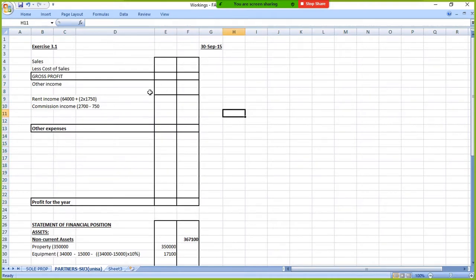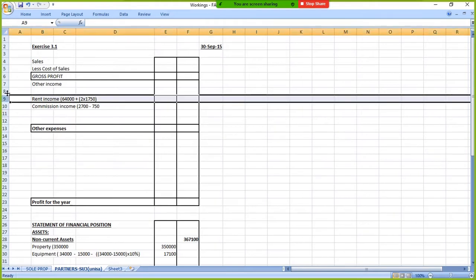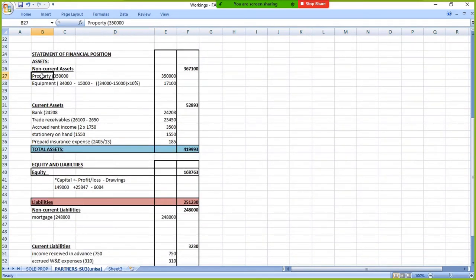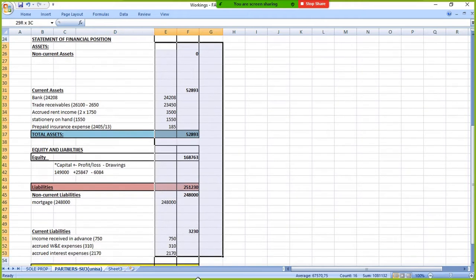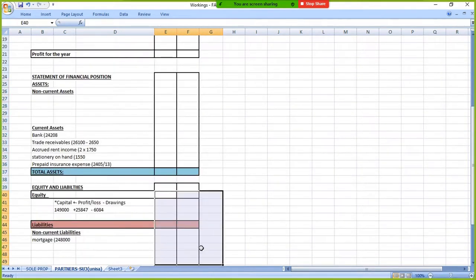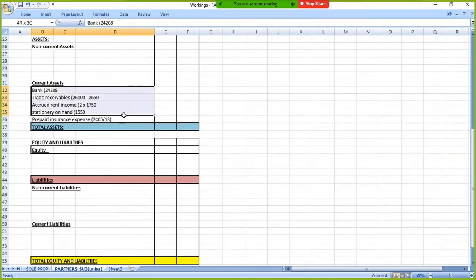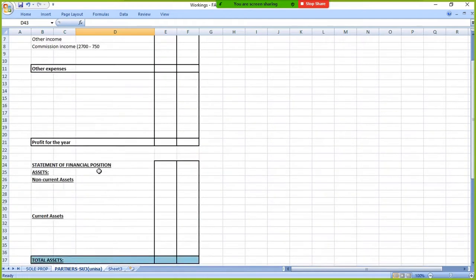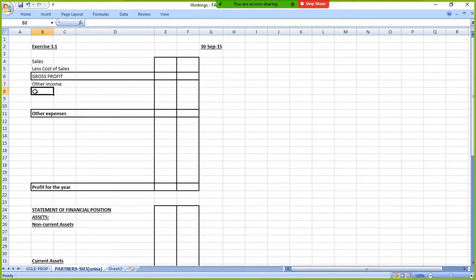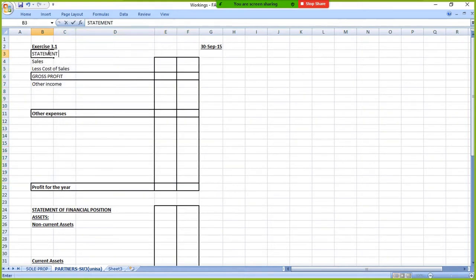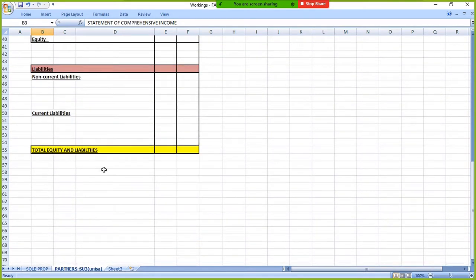So we can use this. Let's delete that. There we go. Delete, delete, delete. Perfect. All good? Almost. Here. Delete. Great. Right, so those are two requirements. Statement of comprehensive income. Statement of financial position. And now we need a statement of change in equity.